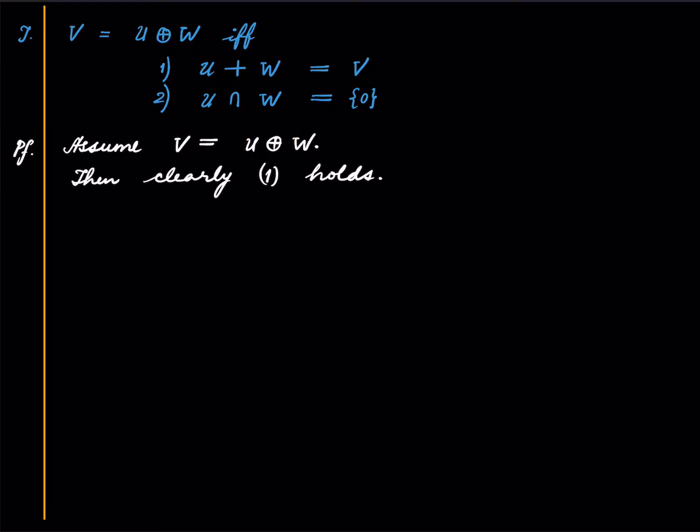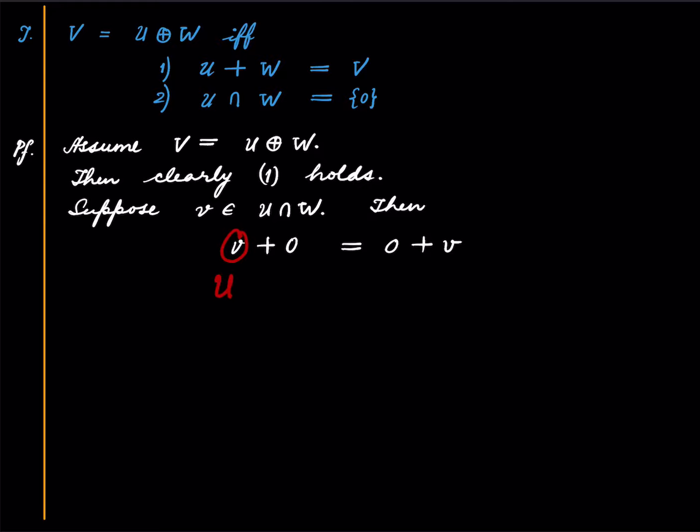And for the second, suppose little v is there in this intersection, then v plus 0 equals 0 plus v. Now think of this as a member of U and that as a member of W. We can think of v plus 0 as a member of U because v belongs to both U and W, so we can think of it as a member of U. And on this side, just think of 0 as a member of U and v as a member of W.